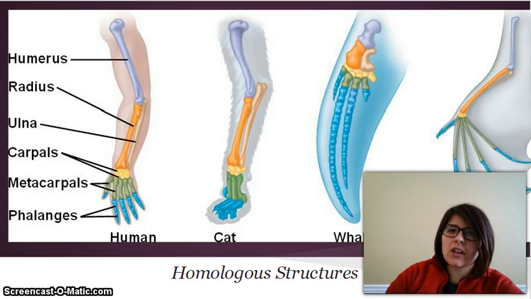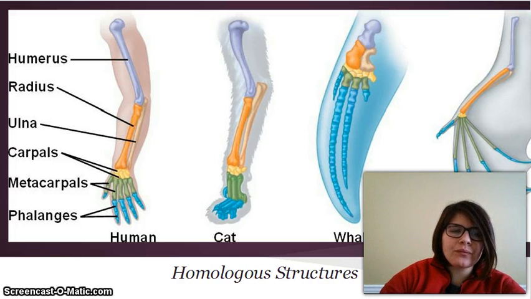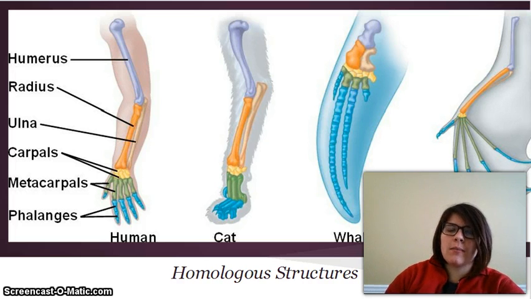Now in homologous structures, you can have the same use, kind of like a chimpanzee and ourselves, or you can have separate uses like the whale and the cat. So we talked about homologous structures.